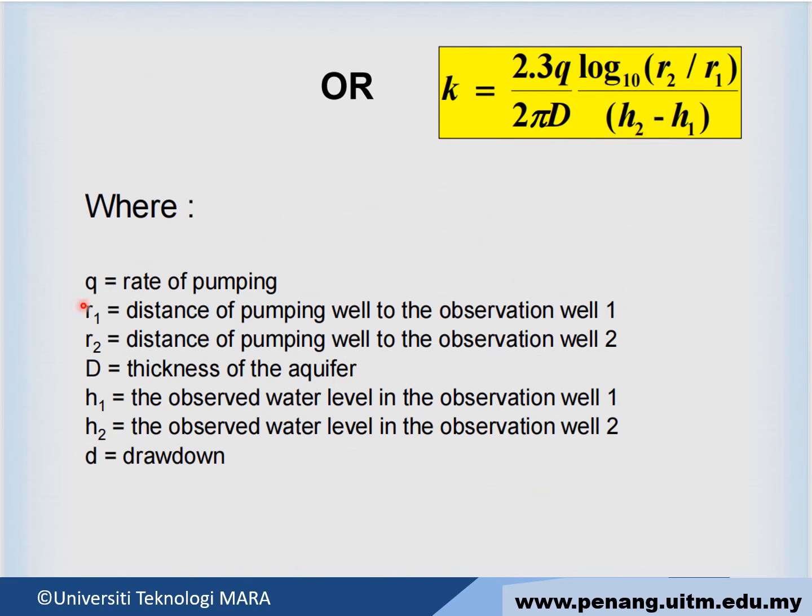Right? This is what all the symbols mean. Q is the rate of pumping, R1 is the distance from the pumping well to observation well 1, R2 is the distance from the pumping well to observation well 2, D is the thickness of the aquifer, H1 is the observed water level in observation well 1, H2 is the observed water level in observation well 2, and D is the drawdown.